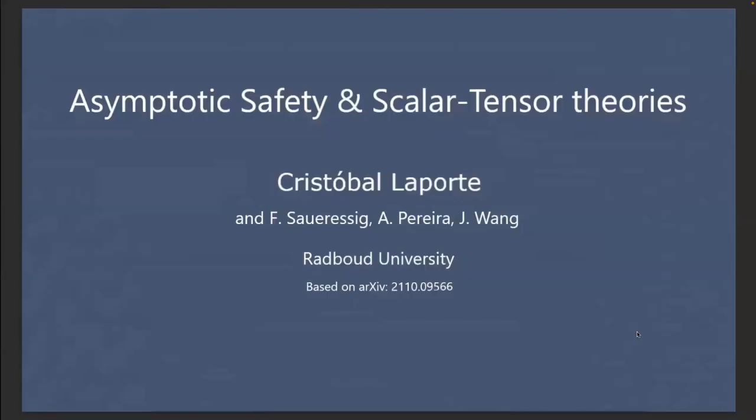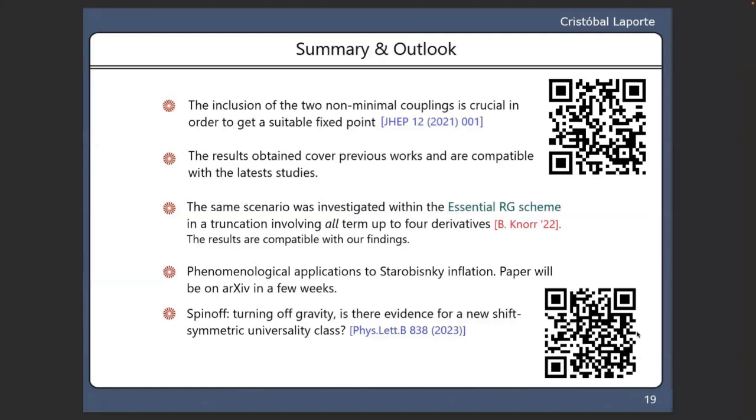Okay, so let me go to the conclusions. The inclusion of these two non-minimal couplings is crucial in order to get a suitable fixed point, mimicking what Agustin did in his talk. Here's the QR code where you can find the paper. The results obtained cover previous works and are compatible with the latest results, like the essential RG scheme, where Benjamin Knorr includes all the terms up to four derivatives.